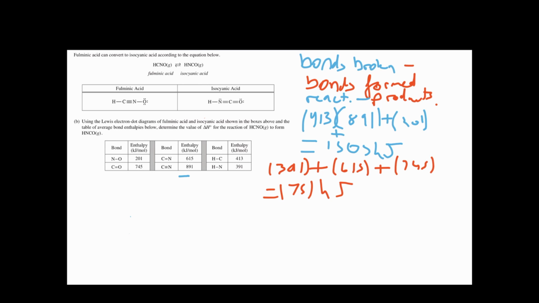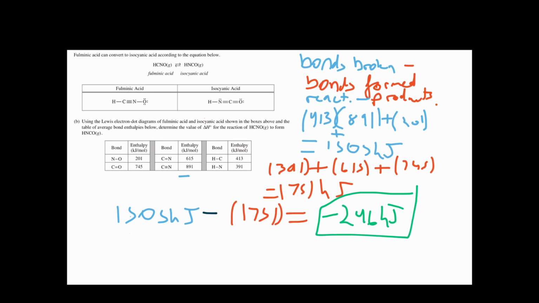All that's left is we take our 1505 kilojoules minus our 1751 kilojoules. And we get a total of negative 246 kilojoules. That will be our change in enthalpy. And if you think about it, it makes sense, because here you have nitrogen in an unideal place with 4 bonds, and in the next one you have nitrogen in a more ideal place with 3 bonds. Carbon has 4, oxygen has 2, and everything is happy and more stable compared to fulminic acid, so it makes sense that you would have more negative.